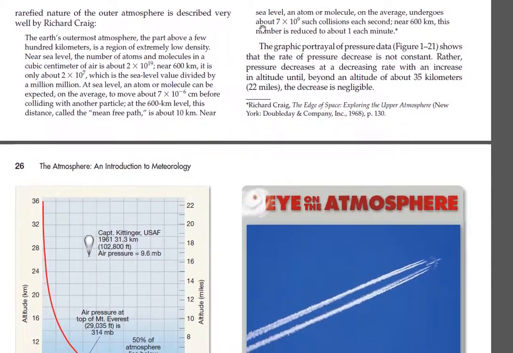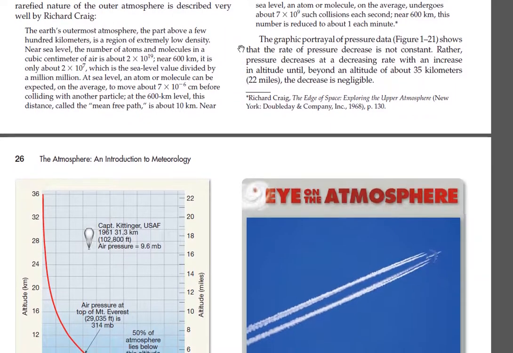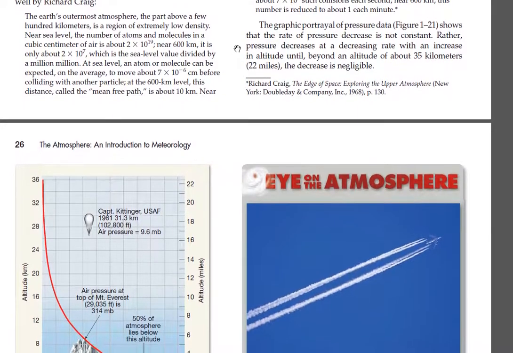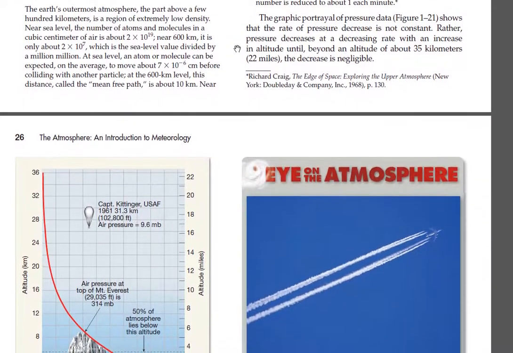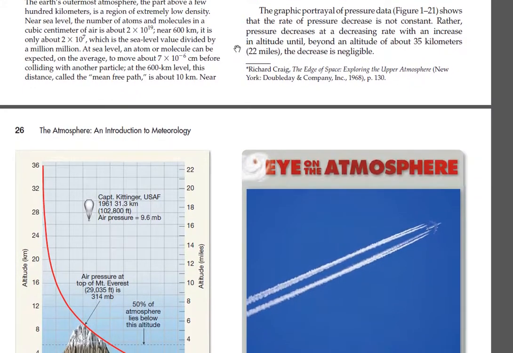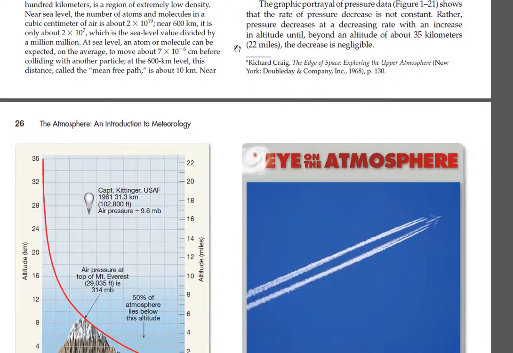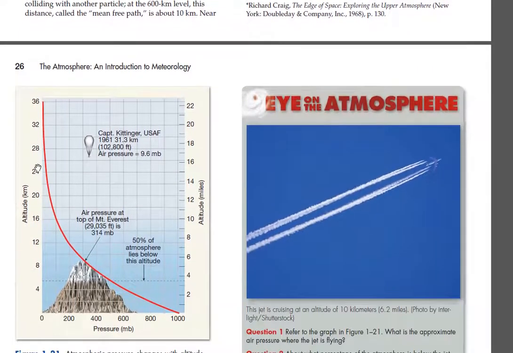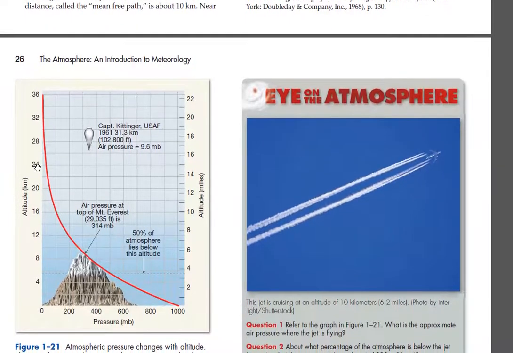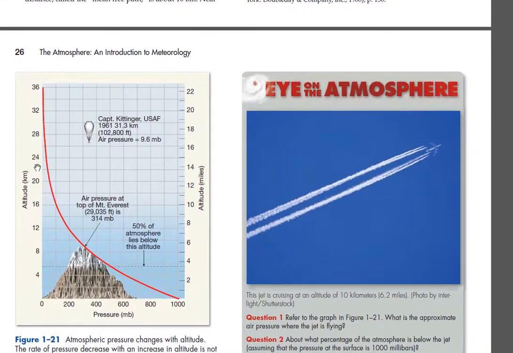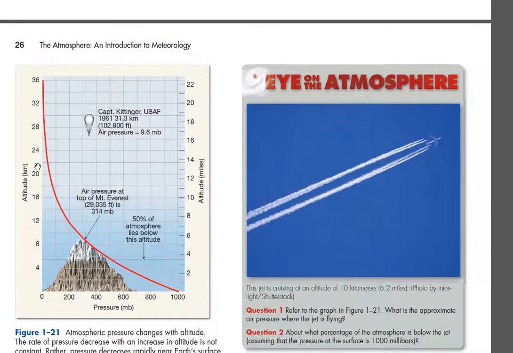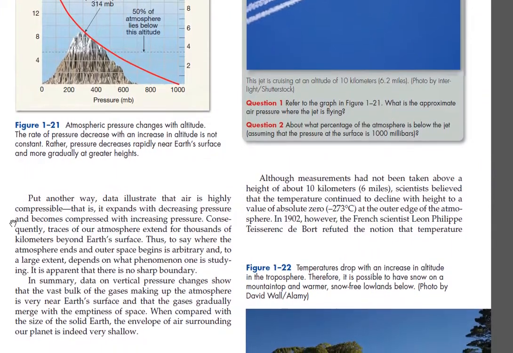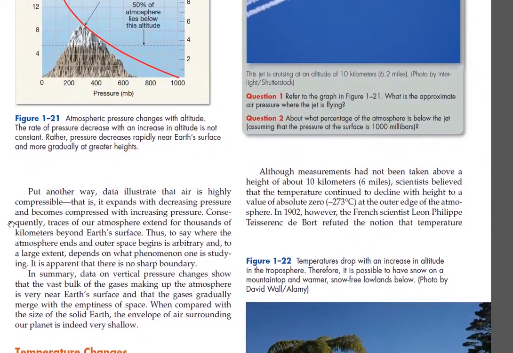The graphic portrayal of pressure data, figure 121, shows that the rate of pressure decrease is not constant. Rather, pressure decreases at a decreasing rate with an increase in altitude until, beyond an altitude of about 35 kilometers, 22 miles, the decrease is negligible. Put another way, data illustrate that air is highly compressible, that is, it expands with decreasing pressure and becomes compressed with increasing pressure. Consequently, traces of our atmosphere extend for thousands of kilometers beyond Earth's surface.